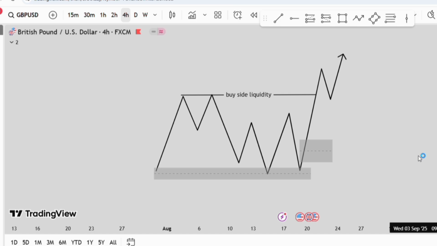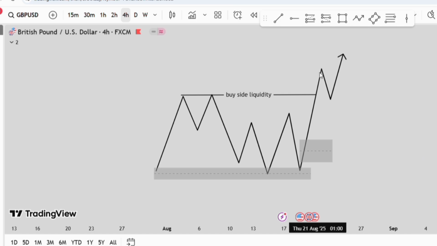So the big players don't place trades randomly. They need liquidity to enter any position. You understand? Without liquidity, they cannot enter or exit any position. So price is intentionally moved to those zones to trigger retail traders' orders and fill institutional ones.